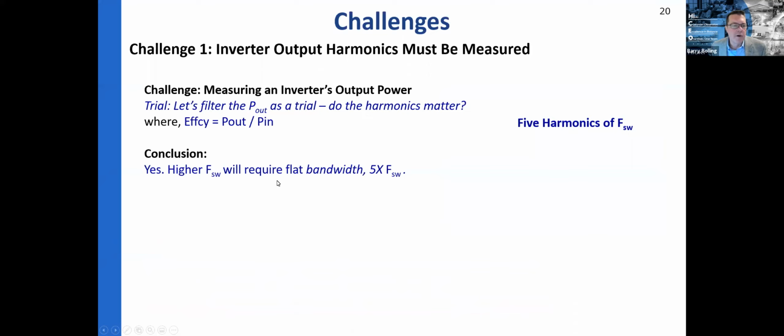So let's do an experiment or a trial. Let's watch PN. Obviously, we'll watch the input power. You'll see that it doesn't really change as you give more and more bandwidth.